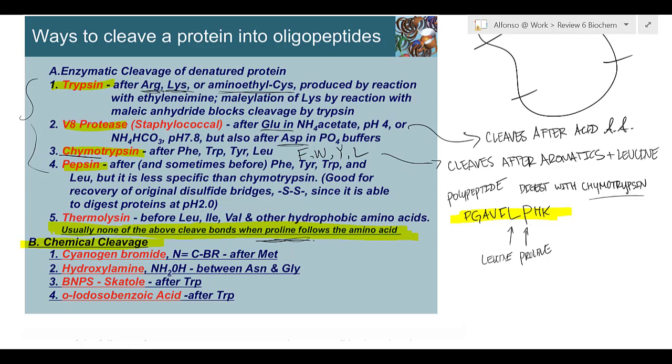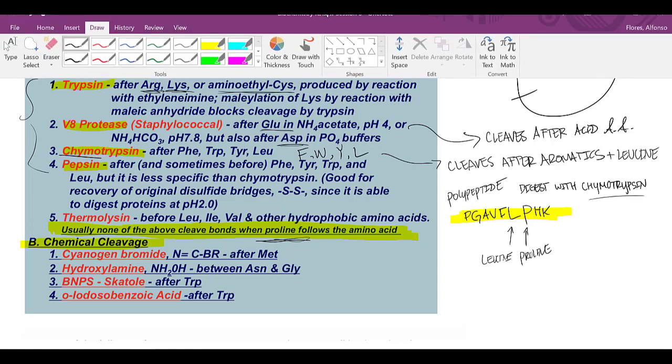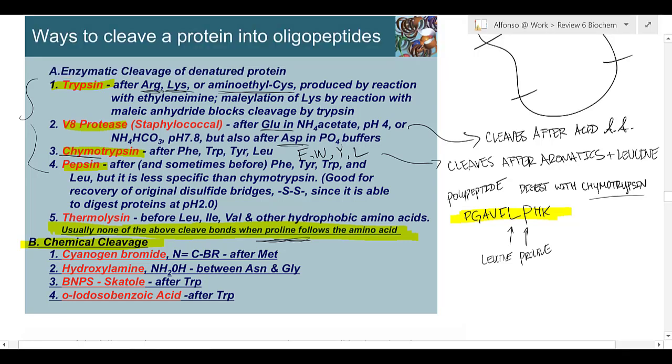If we can't cleave it anywhere, is that 0 fragments or 1 fragment? That would be 0 fragments. Yes. So the question was, if there's a proline here, will there be 0 fragments? And the answer is yes. And that's for all of them, right? The exception? That's what it's implying here: usually non-cleave bonds when proline follows the amino acid. So I would say yes, because it's in the PowerPoint slide. You can't argue with the PowerPoint slide.